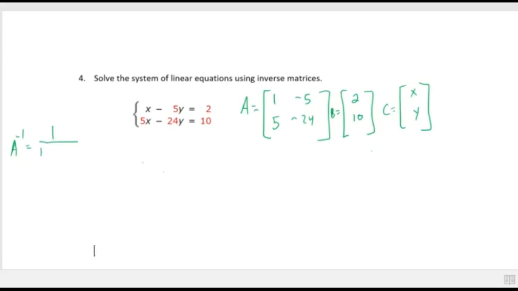So A times D here is 1 times negative 24 minus B times C. And we're going to switch A and D. And we're going to change the signs for B and C. So since B is negative 5, it's going to be a positive 5. And then we have a negative 5 for C. So we end up with 1 divided by negative 24. Negative 5 times 5 is negative 25. Times a negative 1 is positive 25.